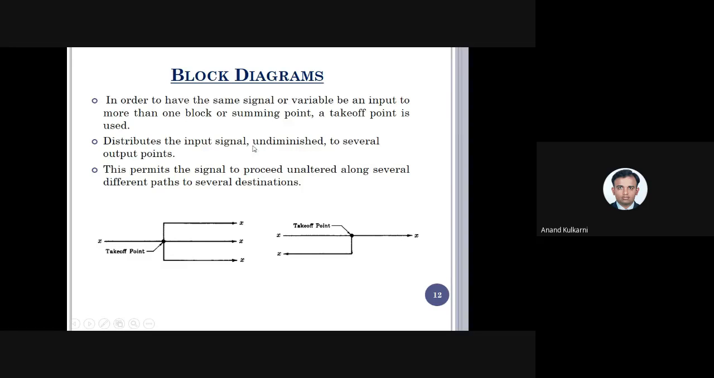Then it distributes the input signal undiminished to several outputs. Undiminished means what? The intensity or the value does not change. That is the important point. Remember, otherwise you might say that it will be x by 3. No, it is x. Here also it is x. Here also it is x. Whatever, because input was x. So we have positive x and a positive x. Then this permits the signal to proceed unaltered along several different paths to several destinations. Means the same input signal, unaltered, gets to several destinations. So remember, this one is the takeoff point.